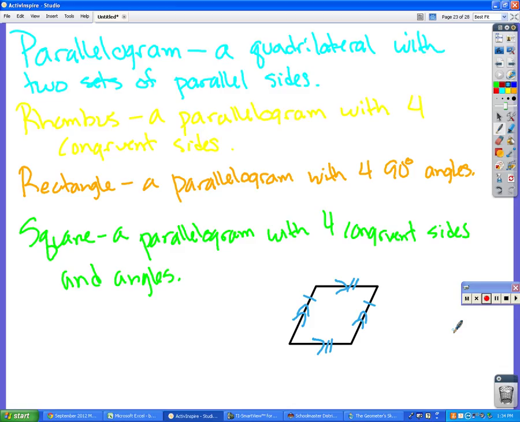And then I'm pretty sure you know what a rectangle is. 4 90-degree angles, right? So the rhombus has 4 congruent sides. The rectangle has 4 congruent angles. What does the square have? 4 congruent sides and 4 congruent angles. So it is the whole enchilada.